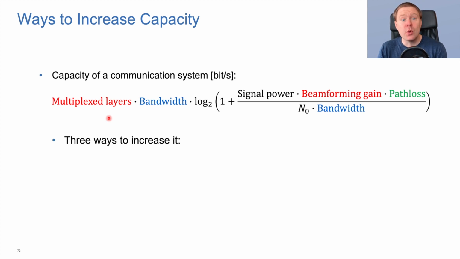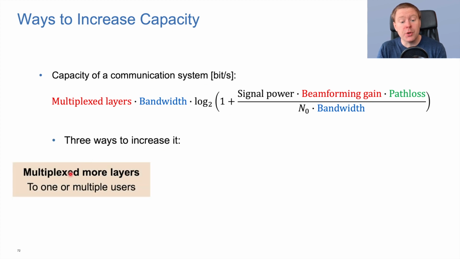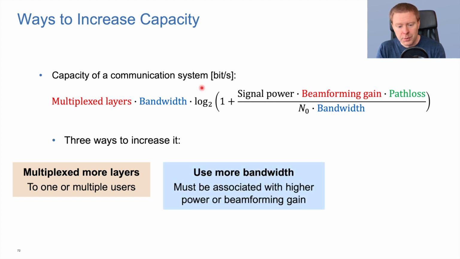There's basically 3 ways that we can improve the communication system's capacity. One is to multiplex more layers. That then means that we are sending them to one user or to multiple users. So we increase the multiplexing layers here in front of the signal, and probably need to improve the beamforming gain as well in order to deal with additional interference in that case. We can use more bandwidth, and that also needs to be associated with probably higher power and/or a larger beamforming gain. So more antennas is important in that case as well, in order to be able to utilize higher bands, just to get the power through the system.